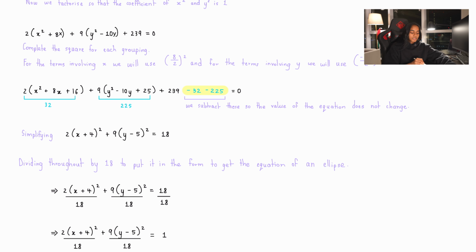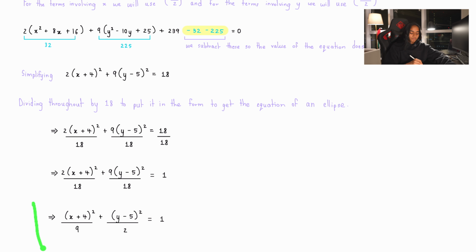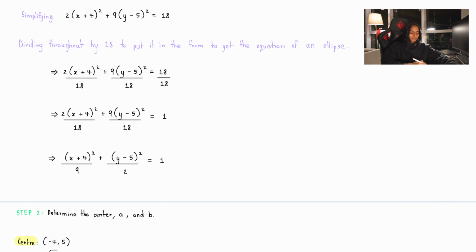All right. Then we're going to simplify everything and divide throughout by 18 to put it in the form to get the equation of an ellipse. Divide throughout by 18. Why? Because we're trying to make this side 1. So when we get it into this form, we can then know what the center, a and b are. So we're going to determine that the center is (minus 4, 5), a is the square root of 9, and b is the square root of 2.